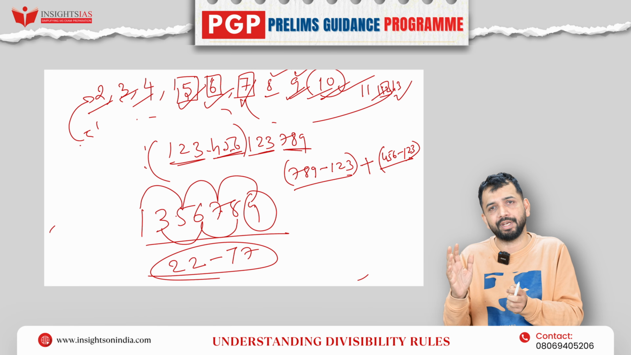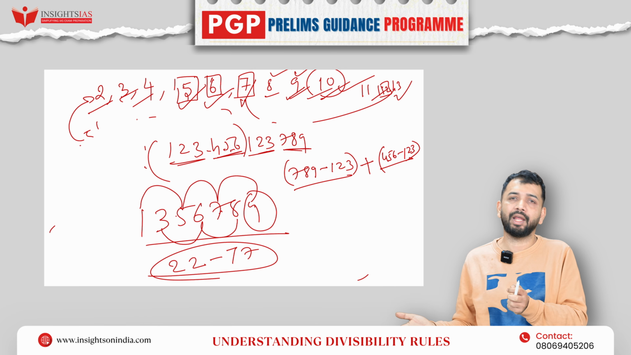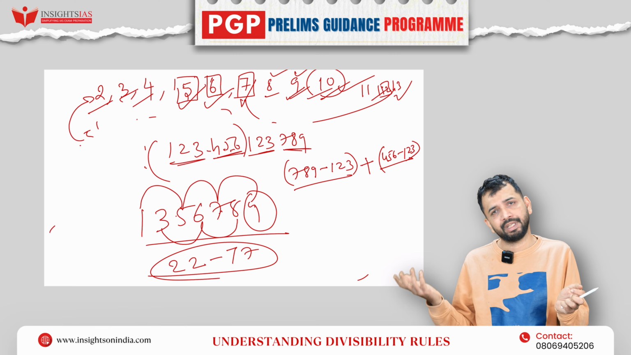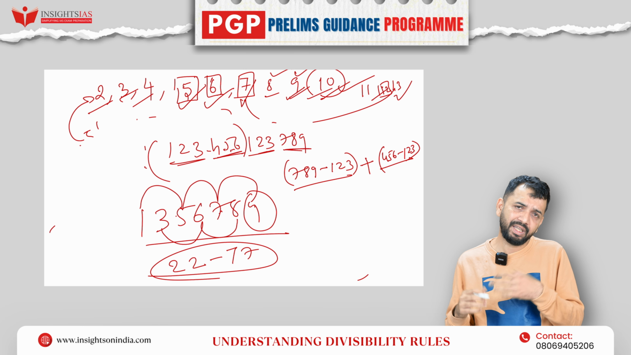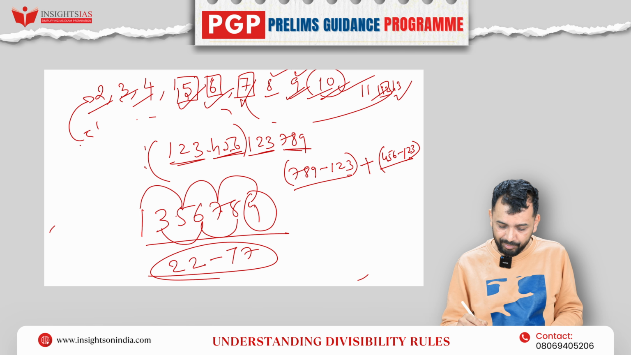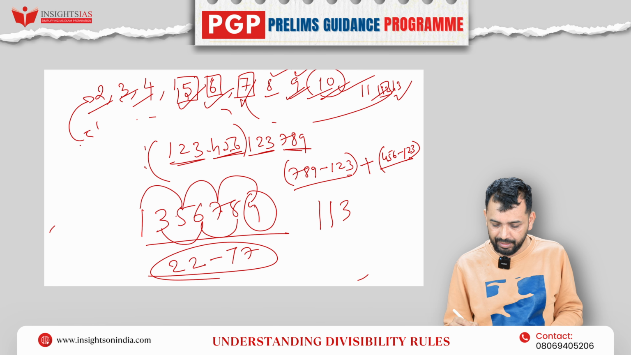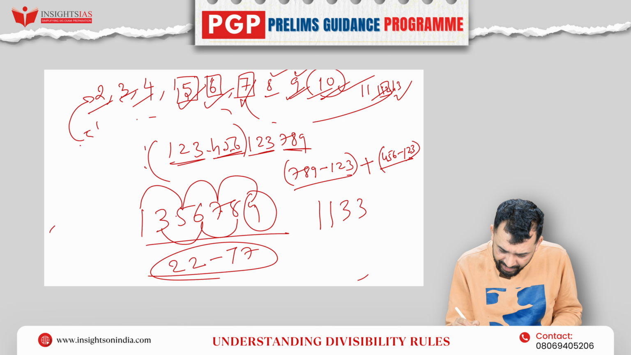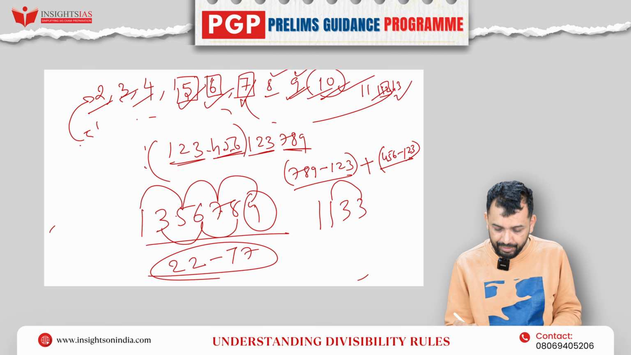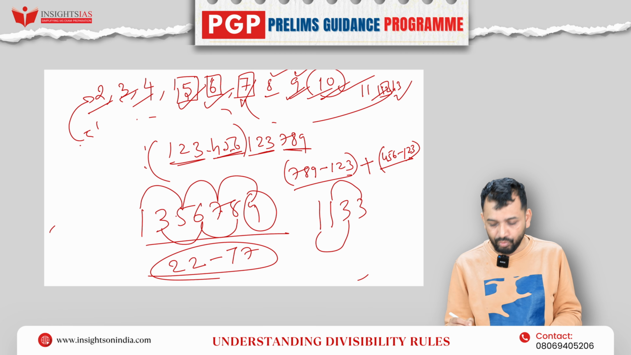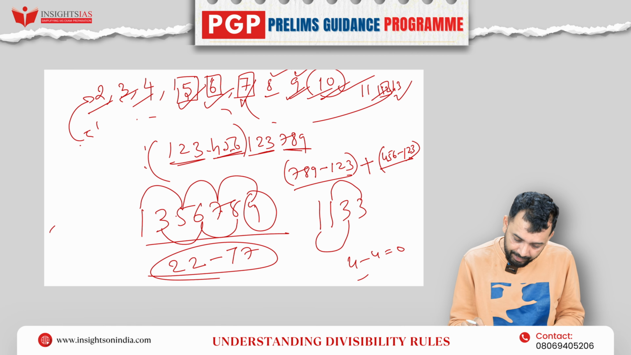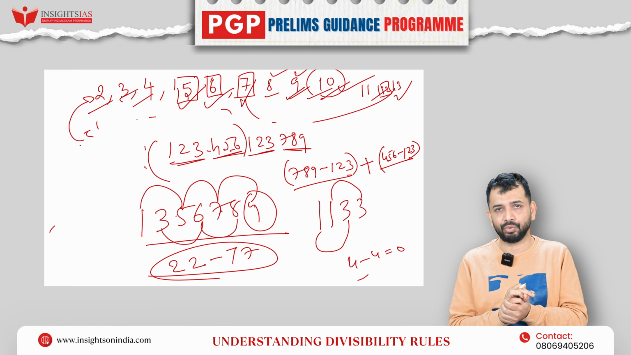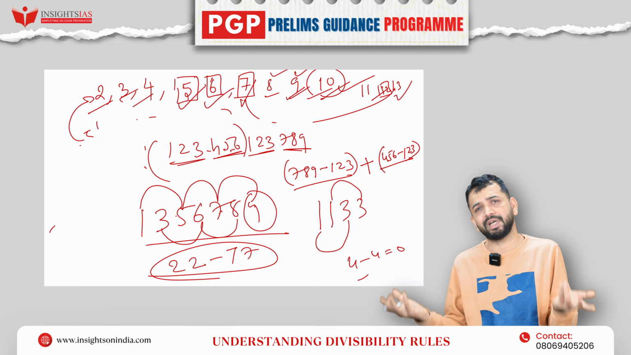If that sum's difference is divisible by 11, or if it is 0 also, then the number will be divisible by 11. For example, we have a small number here, 1, 1, 3, 3. Here if you add 3 plus 1, that's 4, and 3 plus 1, that's 4. So 4 minus 4 will be 0. You have to take the difference between those sums. Then that is 0 or a multiple of 11.